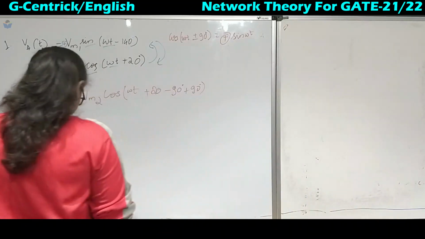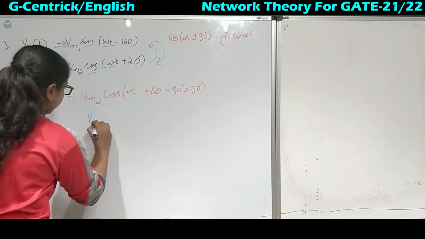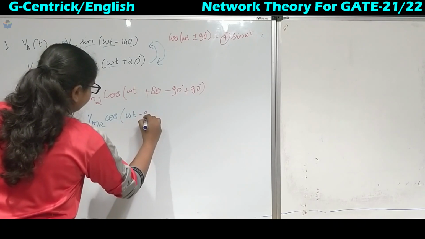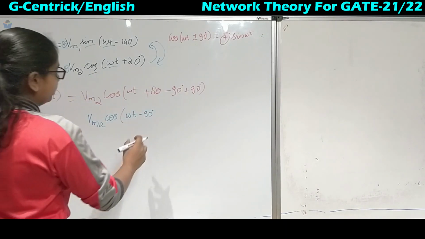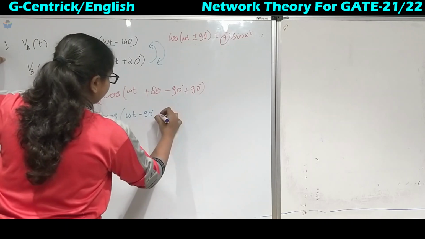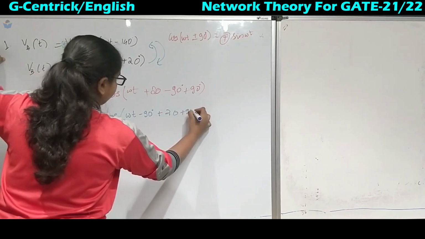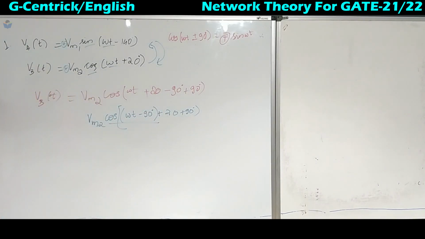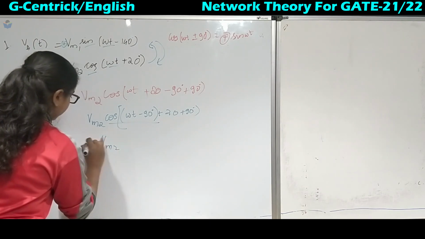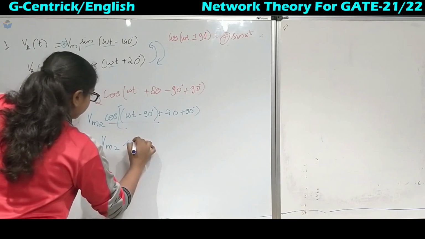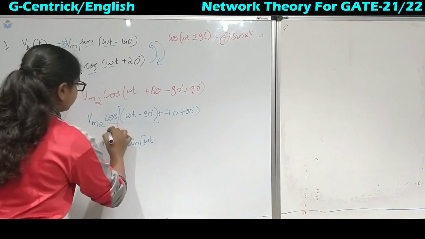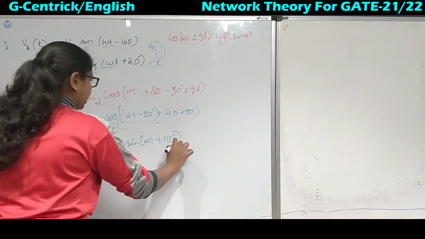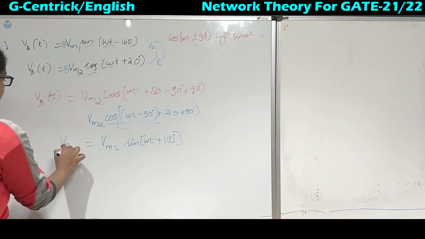So we will group that one here: Vm cos omega t minus 90 degree. Okay, and we will take this plus 20 plus 90. So this we will convert into sin omega t. So this will be equal to Vm sin of omega t. So this whole term is converted, then the remaining angle is plus 110 degree. Okay, so this is Vb of t.